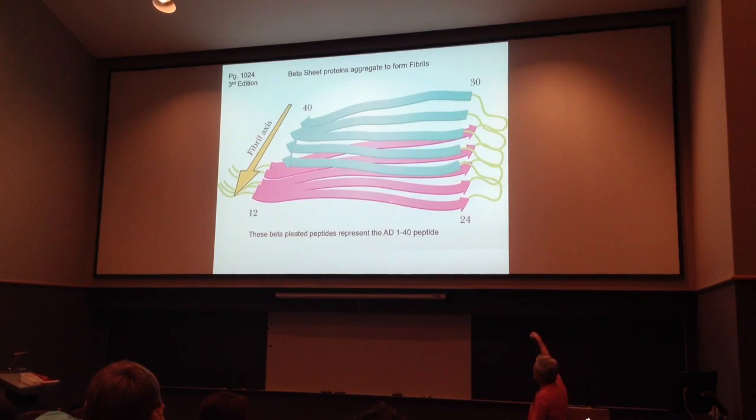And these individual peptides, they stack together. And as they stack together like that, they form a fiber. So the peptides don't fold properly. They fold into these beta sheets, they stack together, and they form a fiber.